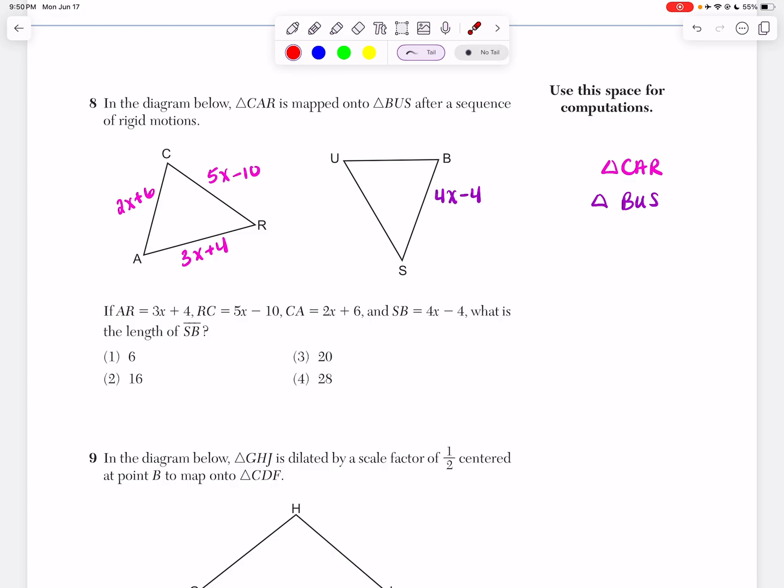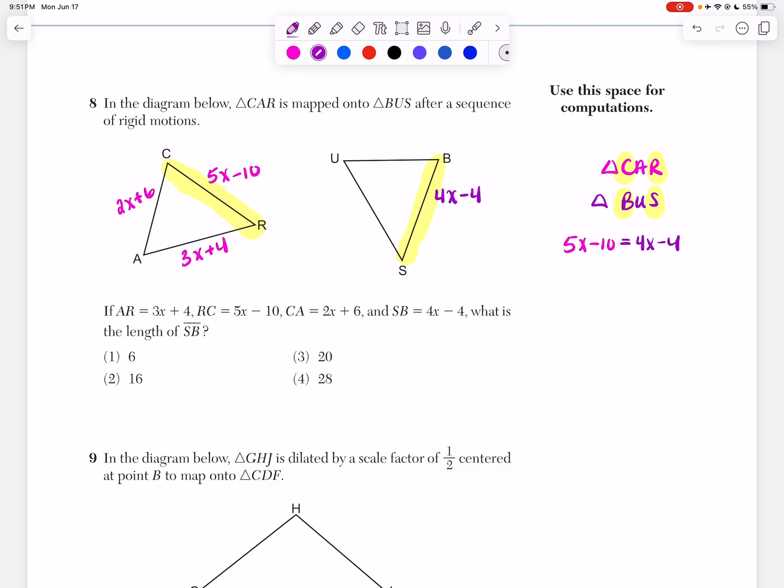So what I'm going to do is actually highlight where BS is. And if we look, that's the first and last letter of our triangle. So I'm going to look at the first and last letter of my pink triangle, which is C and R. So I can actually see that 5x minus 10 and 4x minus 4 are equal to each other. So when I make my equation, I'm going to do 5x minus 10 equals 4x minus 4.